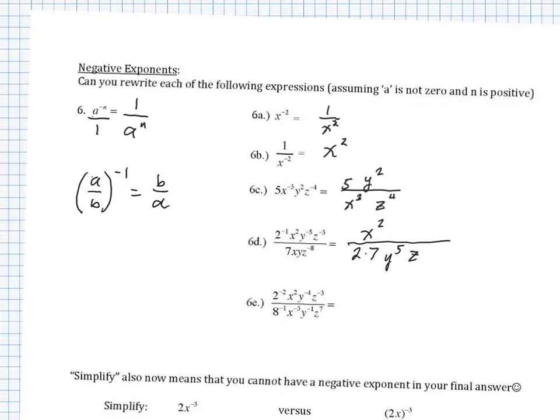Now let's go to the bottom numbers. What's down at the bottom is the 7. I already have the 7 written. There's an x, and there's a y. And where does that z go? To the top. So what I've done here is just made everything into a positive exponent. Now we can go ahead and simplify.